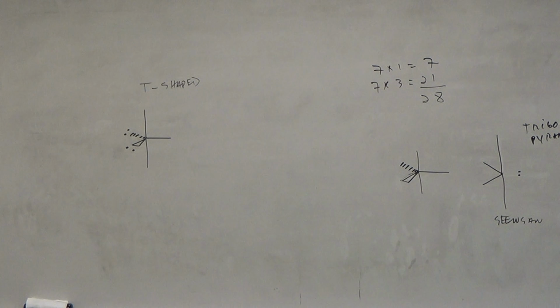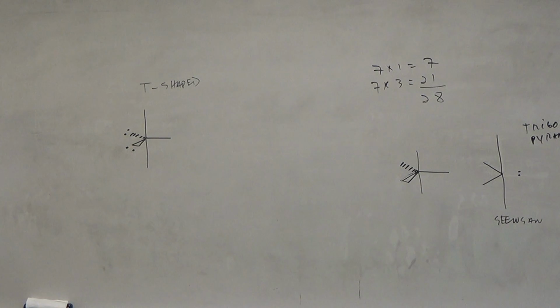So which one is T-shaped? T-shape belongs to trigonal bipyramidal. How many electron group domains does it have? 5, but 2 lone pairs. That's called T-shape.